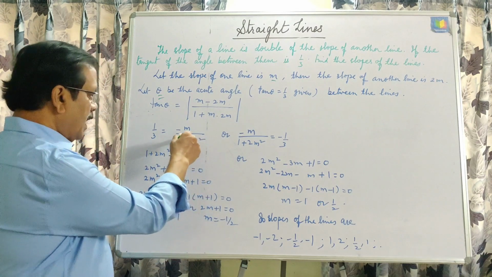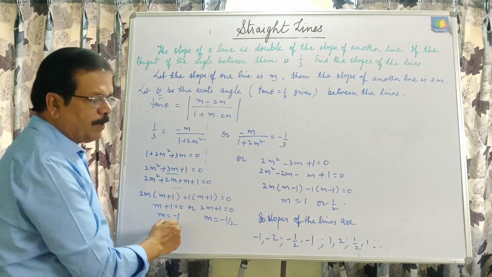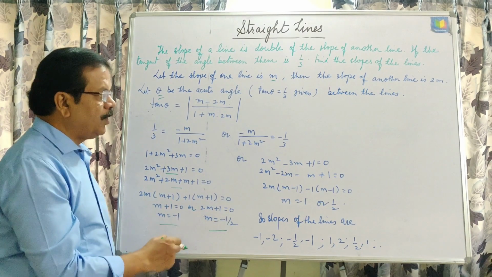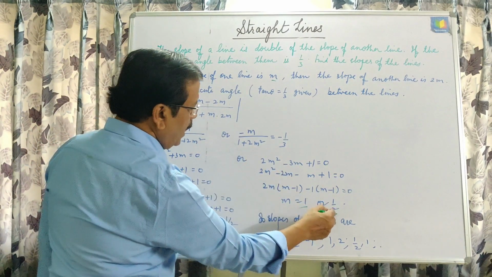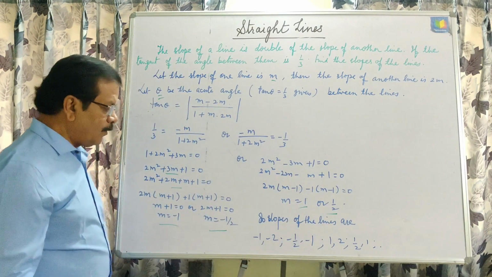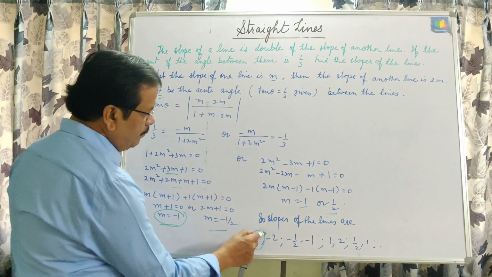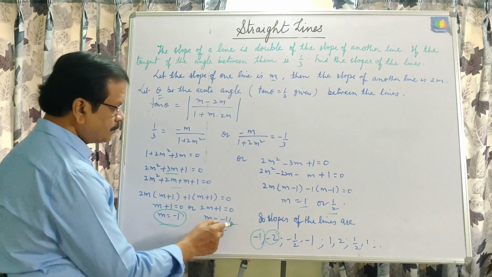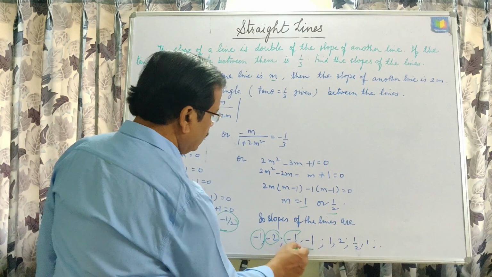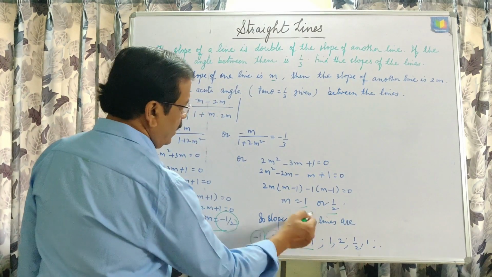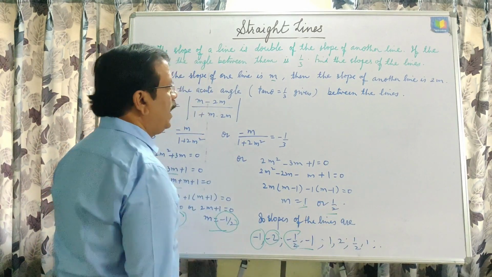And then after solving this by splitting the middle term, we are getting m is equal to minus 1 and minus 1 upon 2. Taking the other one, we are getting m is equal to 1 and 1 by 2. So the slopes of the lines for m is equal to minus 1, another one will be minus 2, because twice. This is minus 1 by 2, another one will be minus 1, twice of this, and then here 1, then 2, in the same way 1 by 2 and 1.